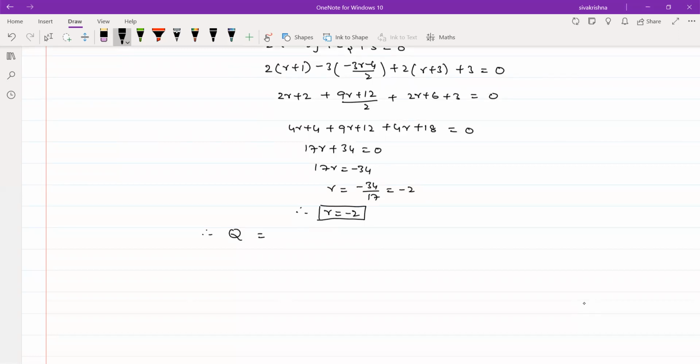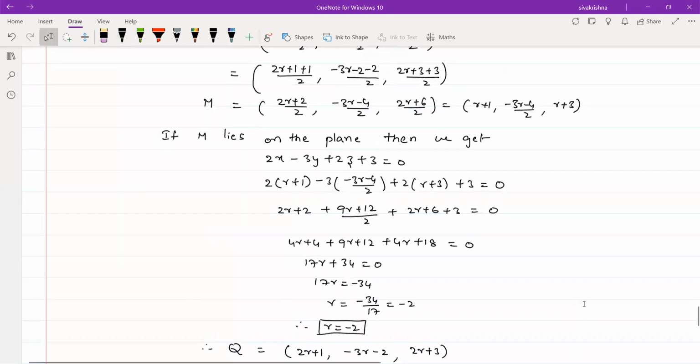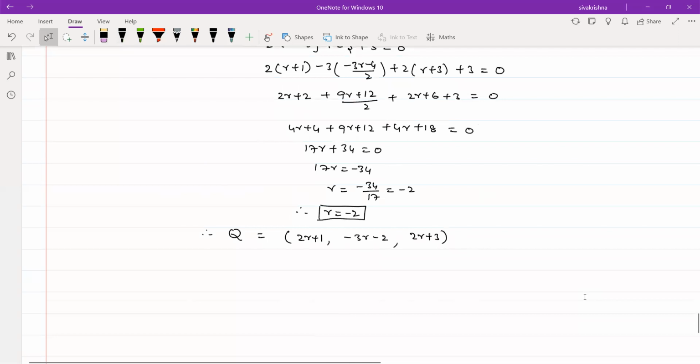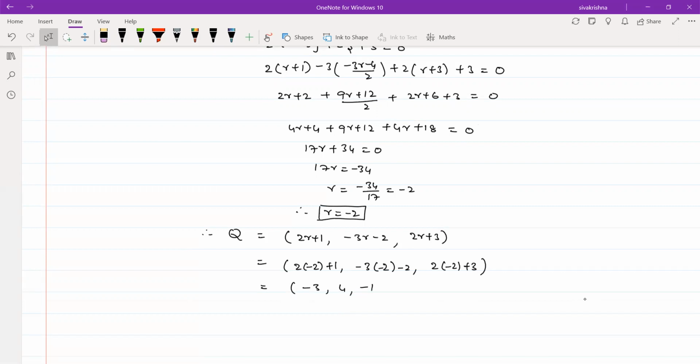Since Q is 2r plus 1 comma minus 3r minus 2 comma 2r plus 3, this is the point Q. In this point, we have to substitute r by minus 2, so that we get 2 into minus 2 plus 1 comma minus 3 into minus 2 comma 2 into minus 2 plus 3. So this is equal to minus 4 plus 1, which is equal to minus 3. Then 6 minus 2 is equal to 4. Minus 4 plus 1 is equal to minus 1.